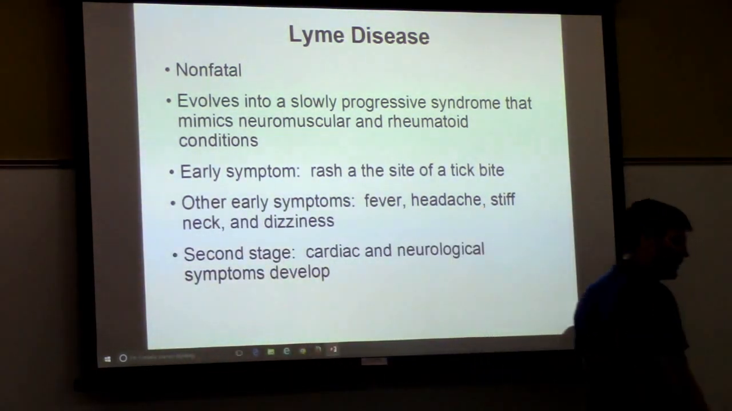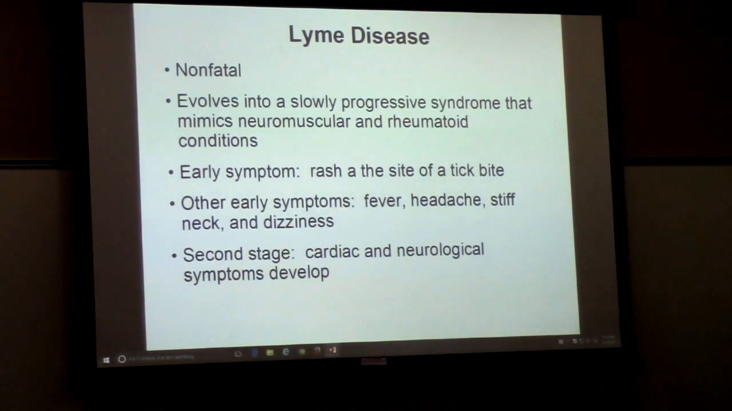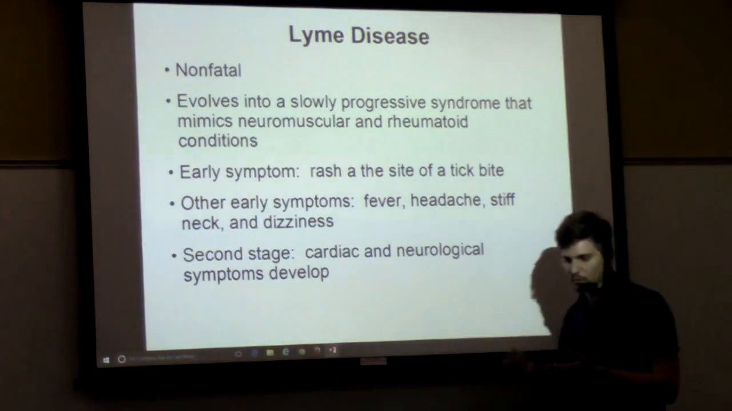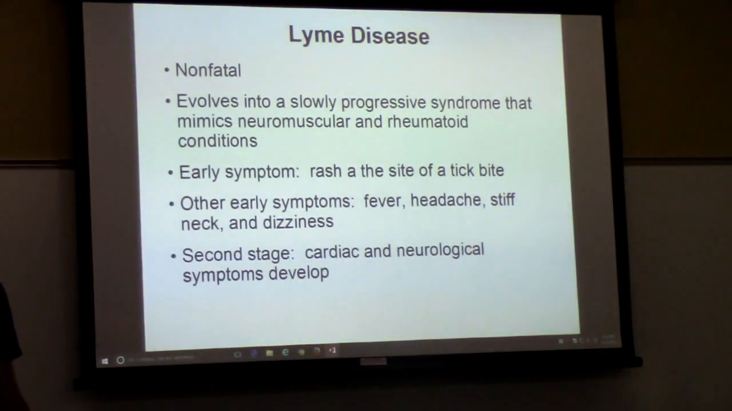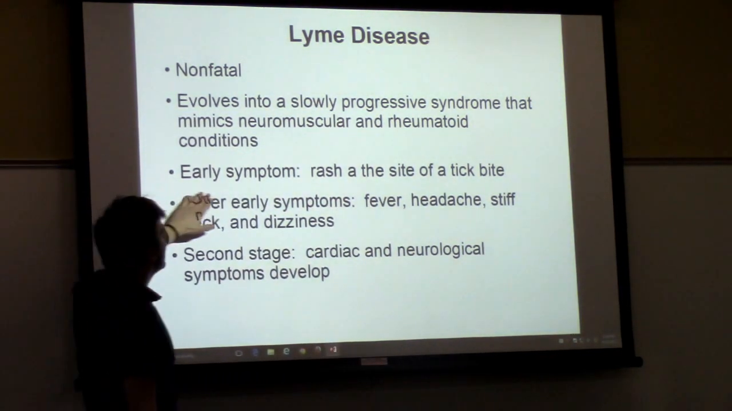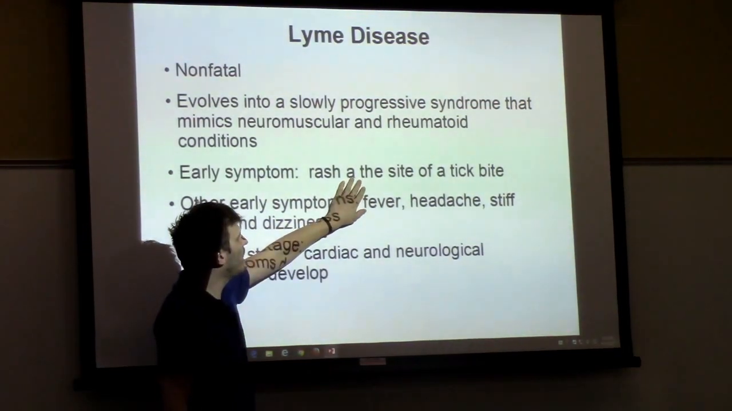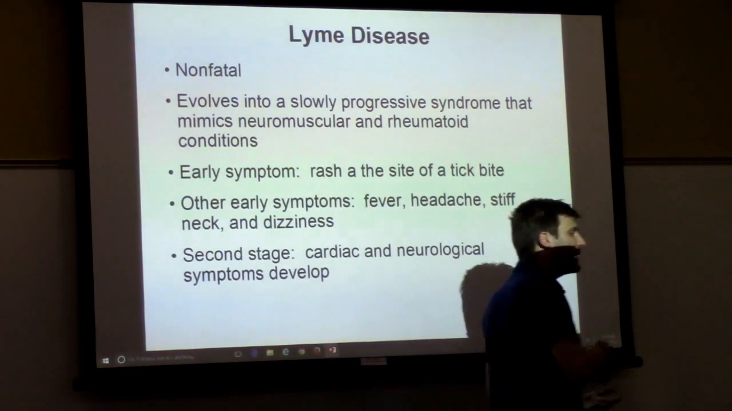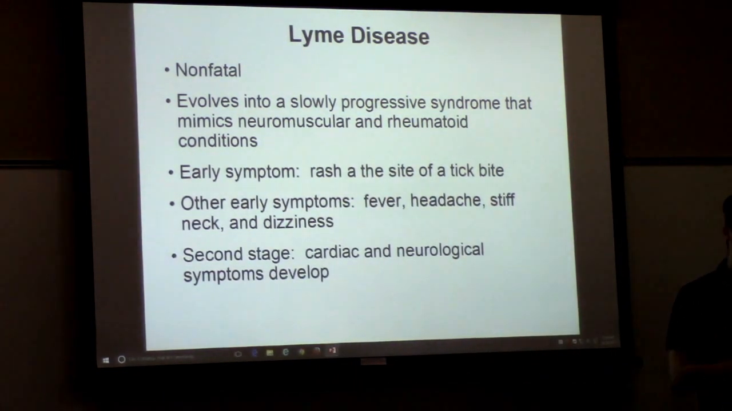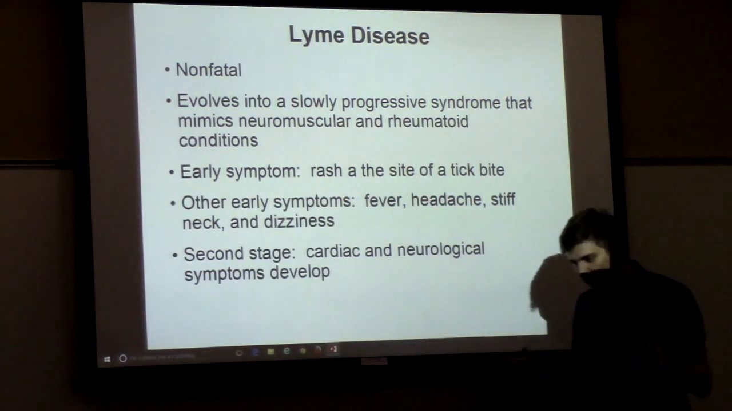Okay, so it is non-fatal, but it does cause a chronic illness that will slowly get worse and worse and worse and develop into these autoimmune-like illnesses. Early symptoms, again, are a rash at the tick site. And this is a big bullseye rash. It's very distinctive. But keep in mind, not everyone gets this rash. Okay? It's not found in all infections.